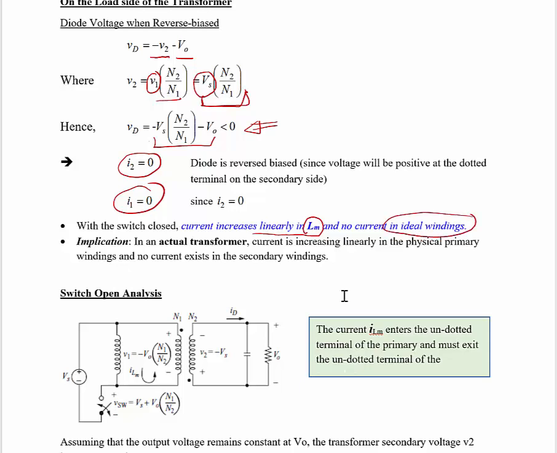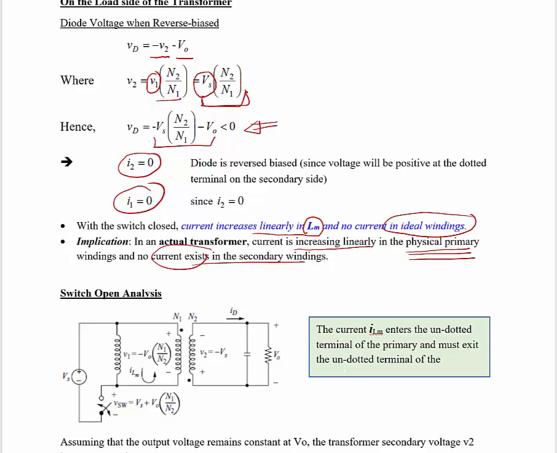The implication of this, if you have an actual transformer in the field, is that current is increasing linearly in the physical primary winding of the transformer, whereas no current exists in the secondary winding. So in the physical primary winding, current is going to be increasing linearly, and when you go to the secondary winding, there is going to be no existence of current because the diode is going to be reverse biased.